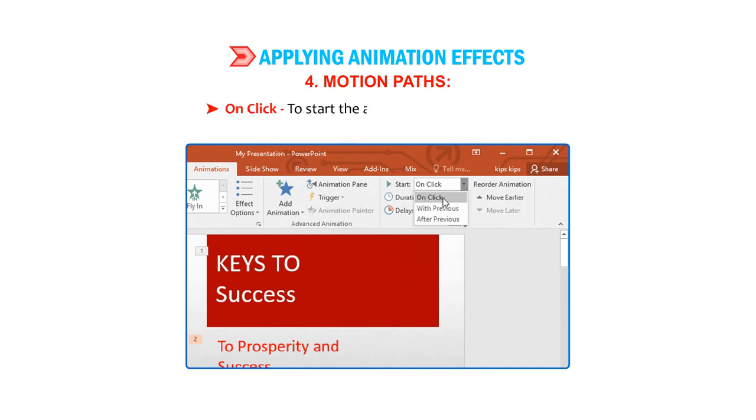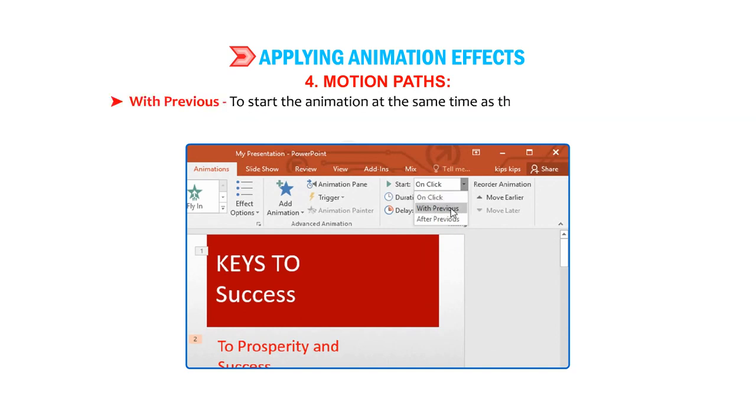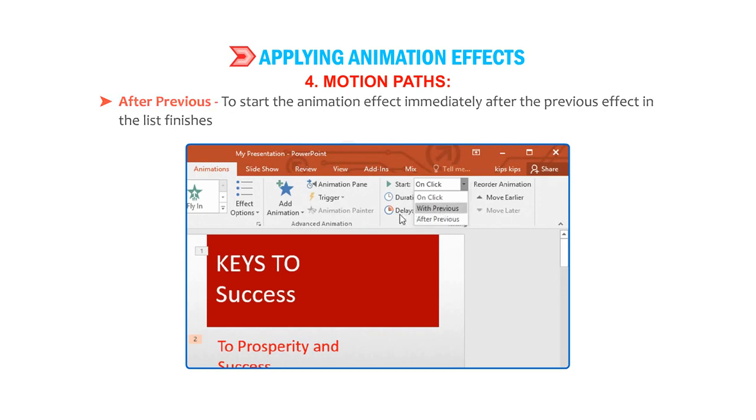On Click, to start the animation after a mouse click. With Previous, to start the animation at the same time as the previous animation effect in the list. After Previous, to start the animation effect immediately after the previous effect in the list finishes.